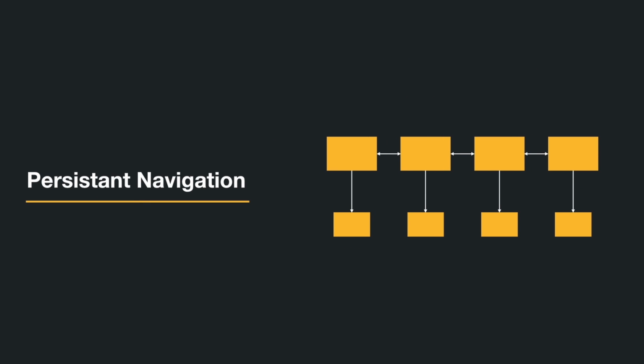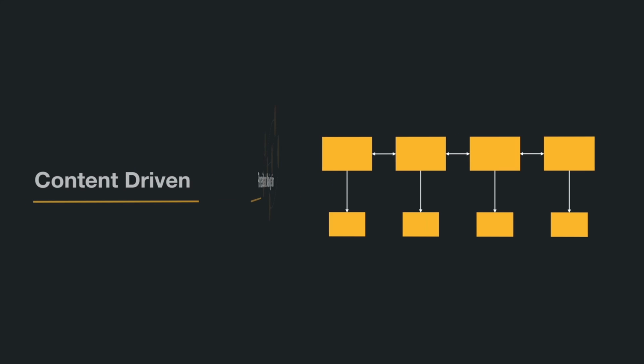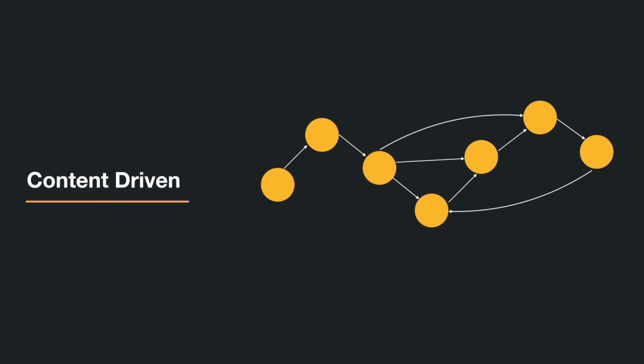Then persistent navigation. It helps your user to switch between multiple content categories. The best example is tab navigation. Your user can switch between different contents using tab navigation. Then content driven. It helps the user to move freely through content or the content itself defines the navigation. The best example for content driven navigation is games. Games define the navigation based on the levels.